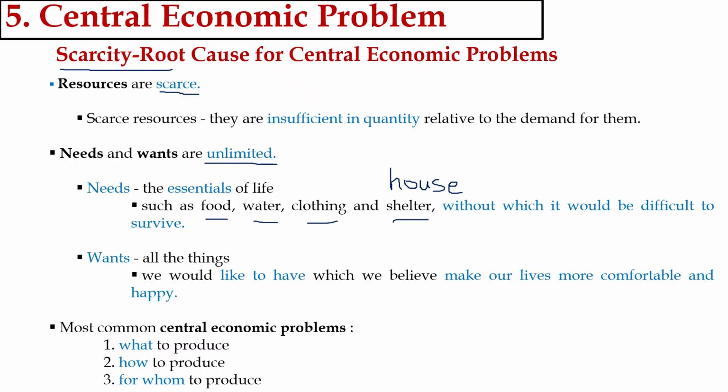So these are necessities. Whereas wants are all things we would like to have, which we believe make our lives more comfortable and happy. This is something extra, something better. So what is my need? If I am feeling thirsty, I need water. But I will be happier, more comfortable if I get mango juice. So my need is water, but I want mango juice.